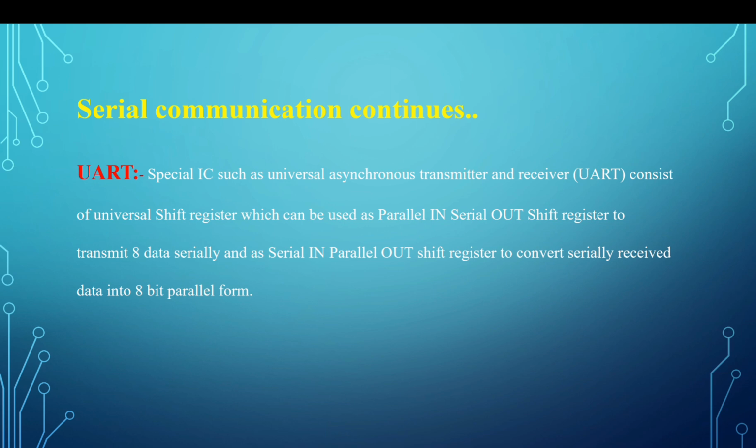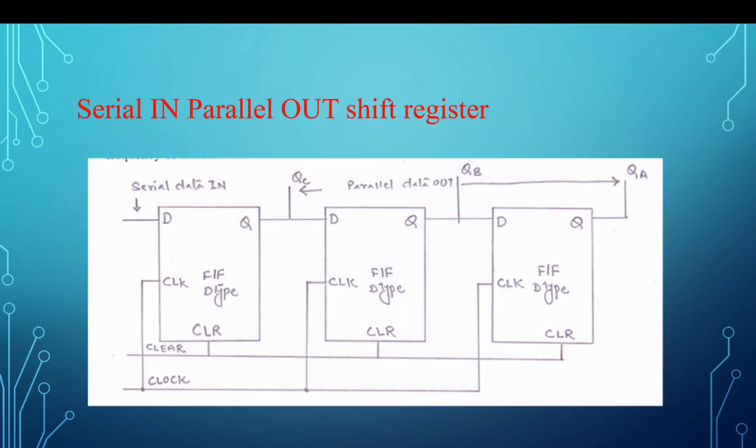So UART, a special IC, the Universal Asynchronous Receiver Transmitter, which consists of a universal shift register, is used as a parallel in serial out shift register to transfer 8-bit data serially, and as a serial in parallel out shift register to convert serially received data into 8-bit parallel form. So what are parallel in serial out and serial in parallel out shift registers?